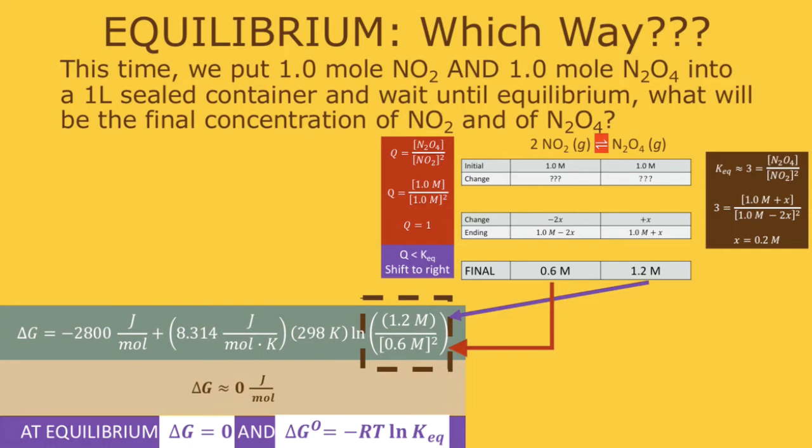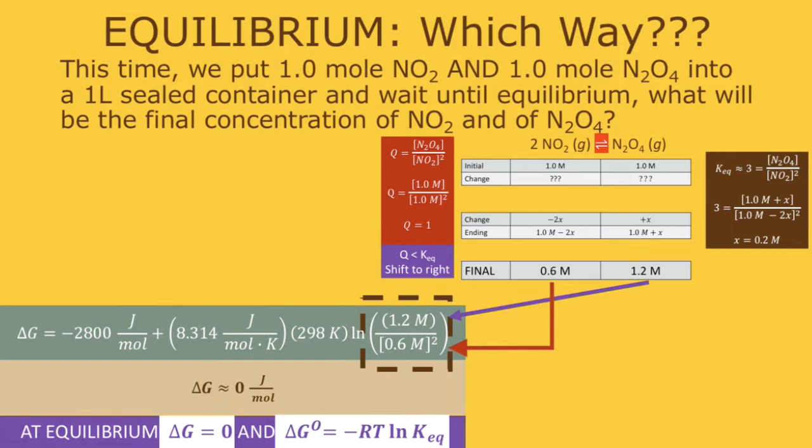Let's just verify one more thing. After part C comes to equilibrium, we found that the concentration of NO2 was 0.6 molar and the concentration of N2O4 was 1.6 molar. What's delta G right now at equilibrium? Well, let's plug it back into our delta G equals delta G naught plus RT ln Q formula. And when you put all the numbers in, you find that delta G is approximately 0 joules per mole. And this is super key.